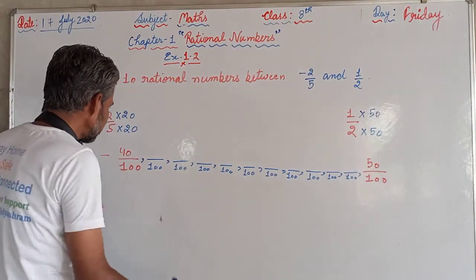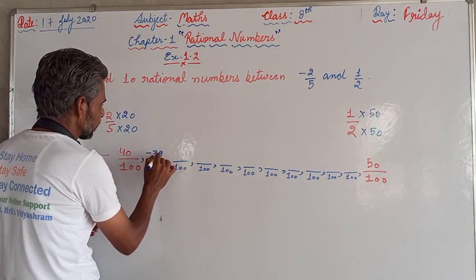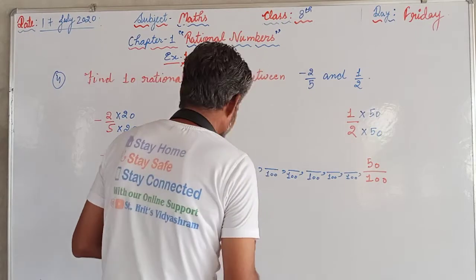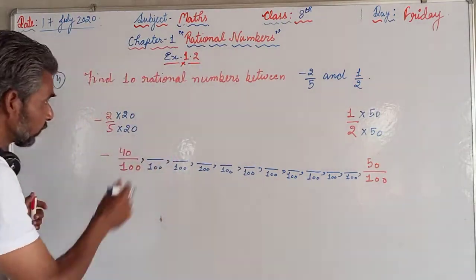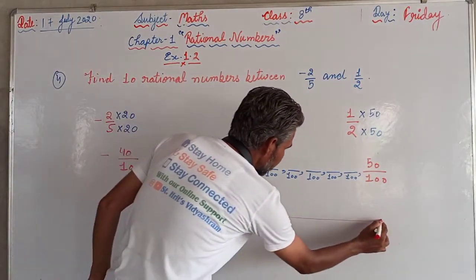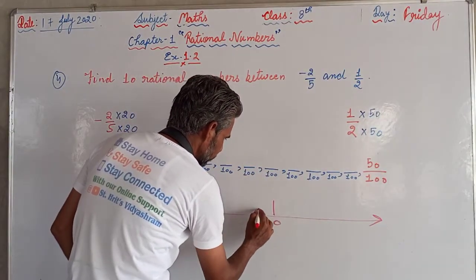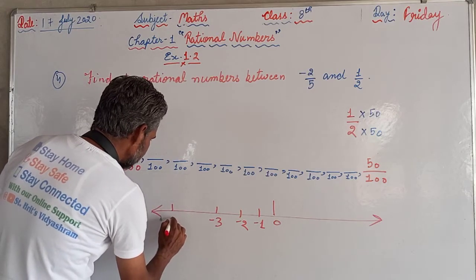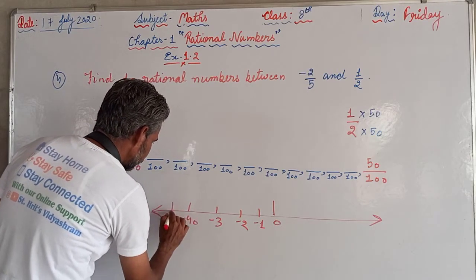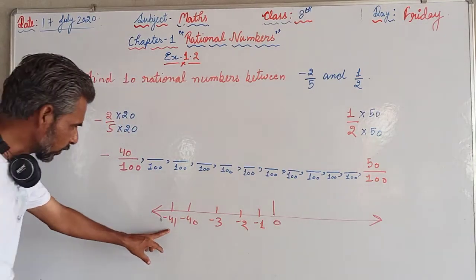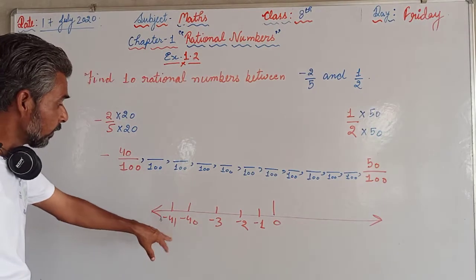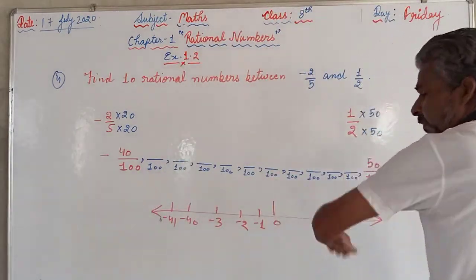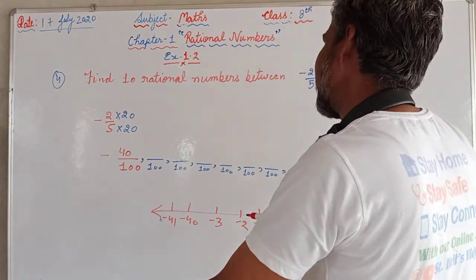We will not write -41. We are supposed to keep in mind the number line. This is 0. Then -1, -2, -3. And suppose we have -40, -41. Then -41 is not greater than -40; -41 is smaller than -40, because I told you previously that the numbers lying on the left hand side of the number line will be smaller than the number lying on the right hand side.